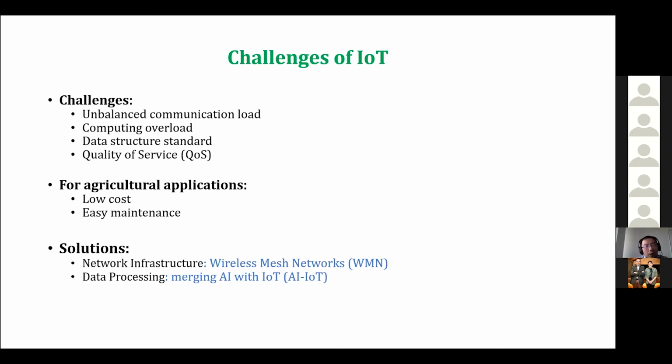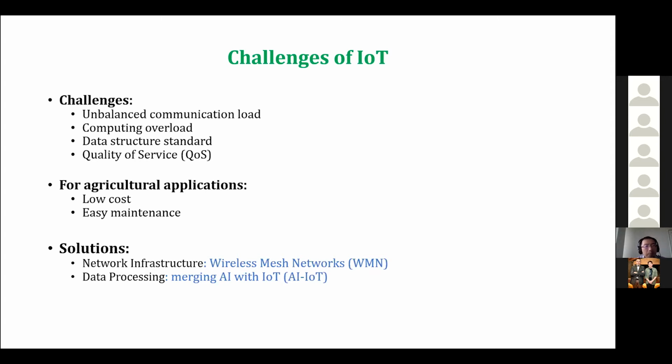From my viewpoint, the most important points for agriculture are low cost and easy maintenance. In my mind, if we want to sell an IoT system to a farm, the first question from the farmer is, okay, what's the price? Is it easy to use? These are important because we need to deploy this IoT system on a large scale, and it is not easy to maintain.